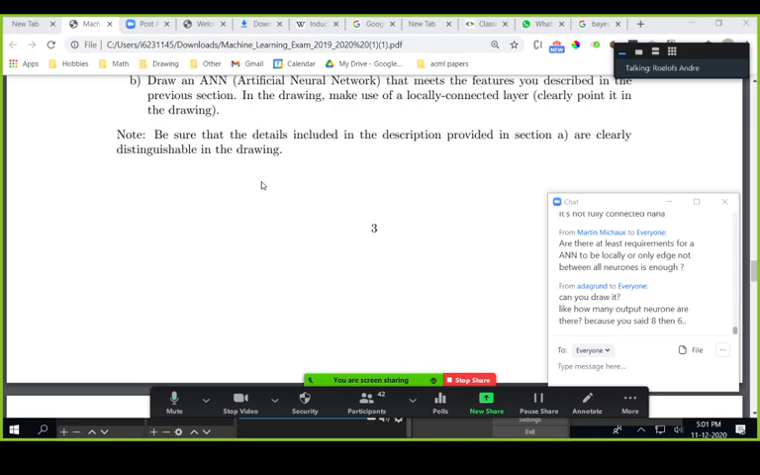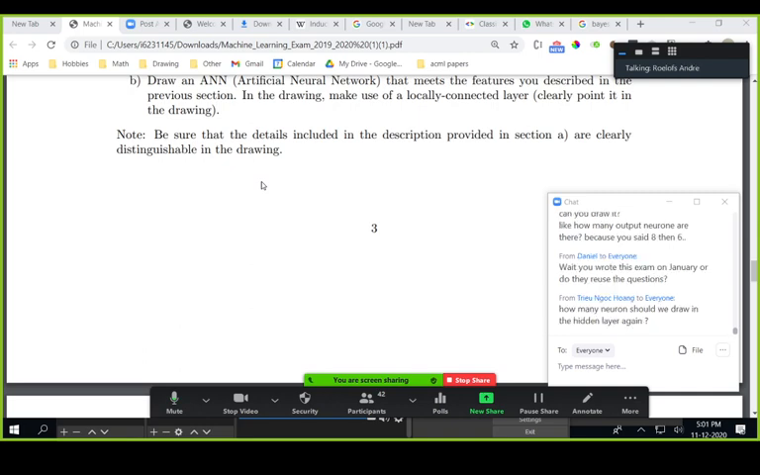How many output neurons are there? Because you said 8, then... So for the output neurons, I said first 7, then 6, because I thought you might have had that part where instead of outputting k classes, you output k minus 1 classes. But having said that, no, this is actually not the resit exam. This is the first exam for machine learning.